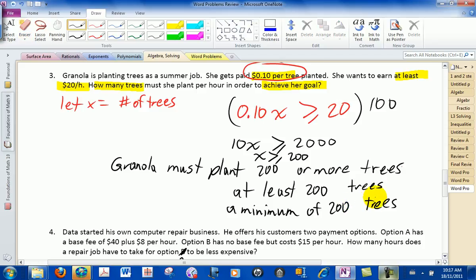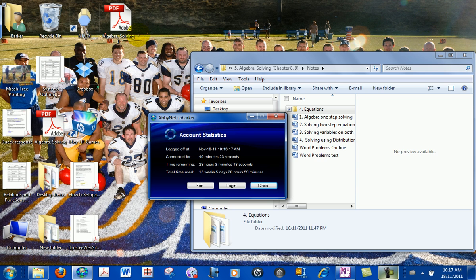Got it right last block, wrong this block. I know. Shame, shame, double shame. Where are we here? Word problems.